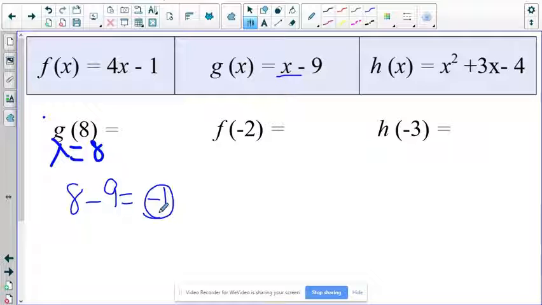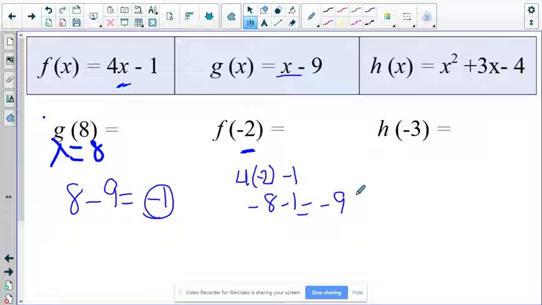So f of -2 is very similar. I'm going to take -2 and put it right here where I see an x. So I'm going to do 4 times -2 minus 1. So what is 4 times -2? That's -8, minus 1. That gives you -9. Okay, so that's my answer to the second one.